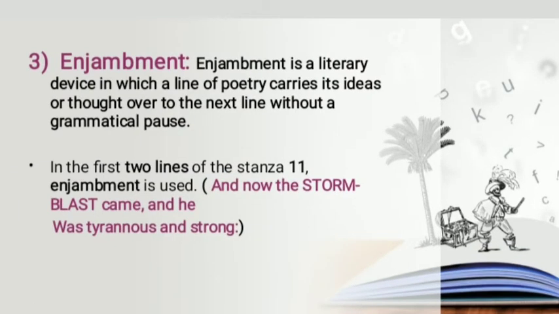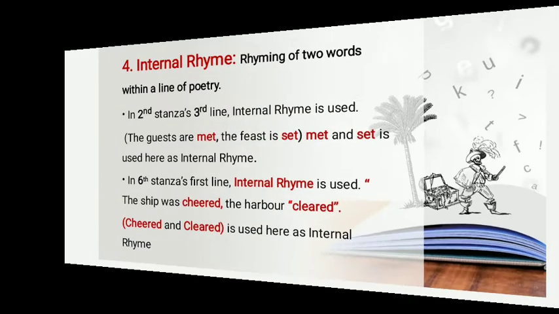The third literary device in the first part of this poem is enjambment. I discuss here what enjambment is and where it is used. Enjambment is a literary device in which a line of poetry carries its ideas or thoughts over to the next line without a grammatical pause. In the first two lines of stanza number 11, enjambment is used. Let's see: and now the storm blast came, and he was tyrannous and strong.